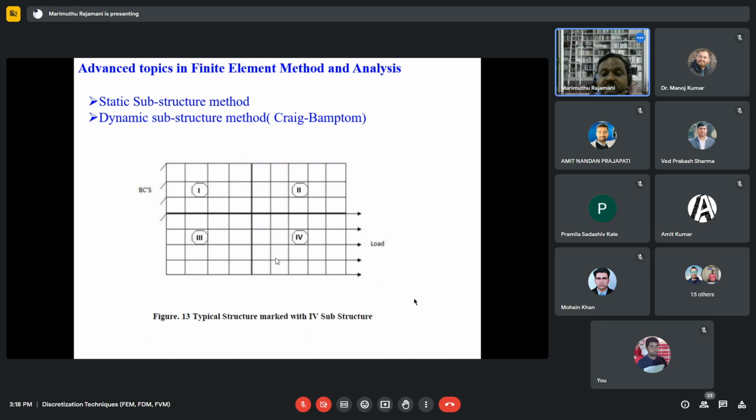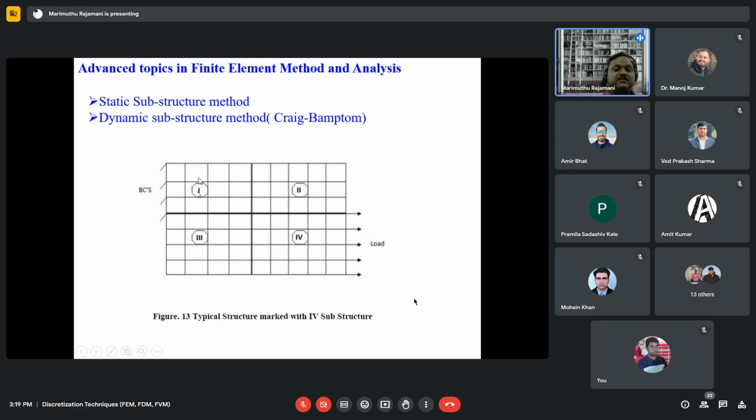Now, the finite element method is used in the form of substructure or condensed form. Actually, you have a huge structure. This can be solved by considering small substructures. Actually, this is the whole structure. This has been considered as 4 substructures.